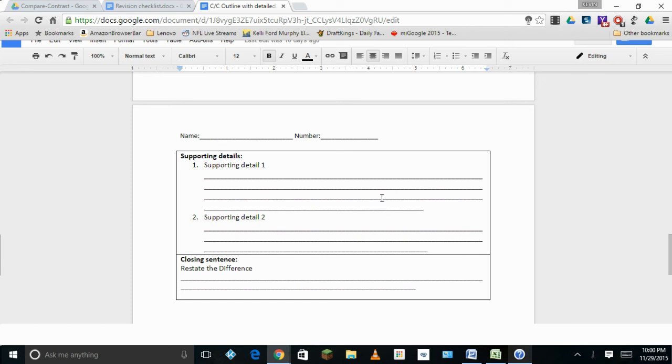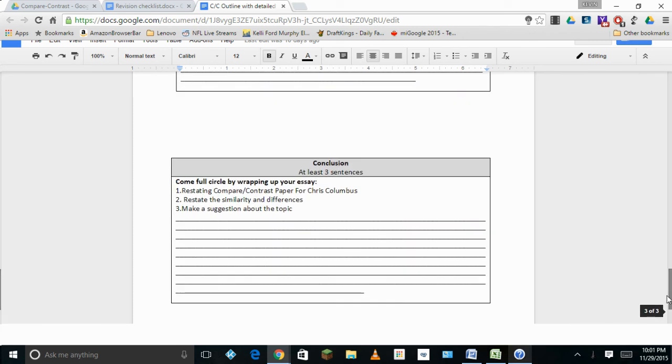But then you obviously have to cite where you got that from to support your details, which would be right from the textbook and the page number. And then finally, the closing sentence would be just to restate the difference. And then the fifth and final paragraph is the conclusion. We're looking for about 3 sentences.